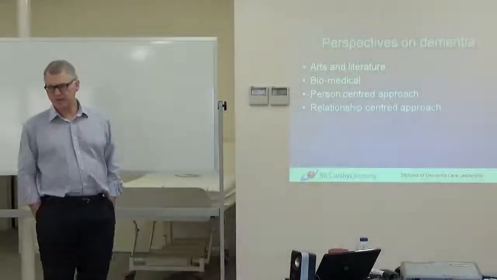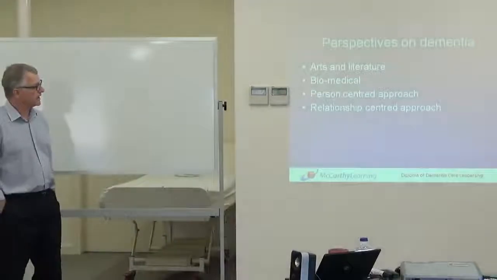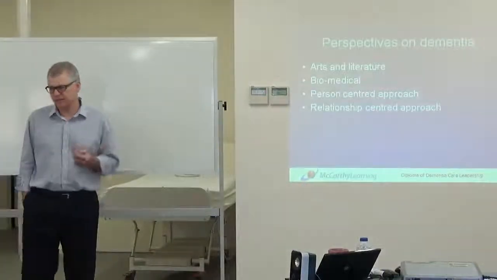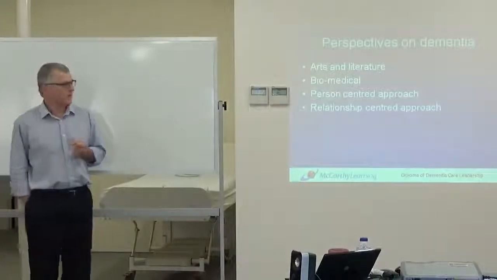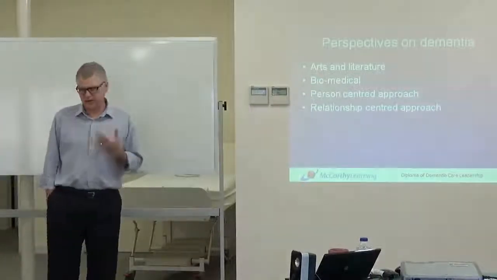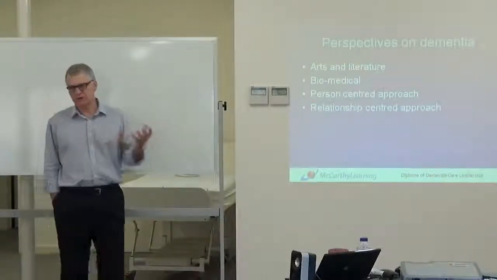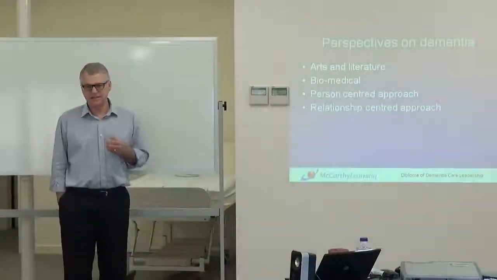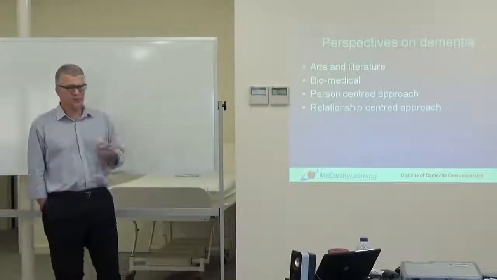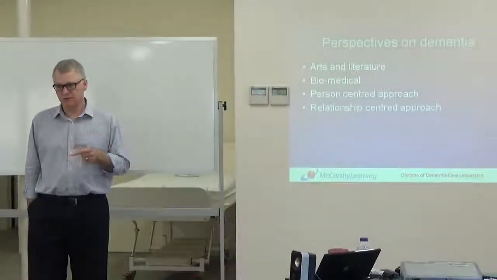In our perspectives on dementia, historically, what we'll look at is how dementia has been seen in the arts and in literature over the history of the last few centuries. And we'll look at the biomedical approach. How has the biomedical approach been seen? How do we understand that today? The person-centred approach and then the relationship-centred approach through history as well.